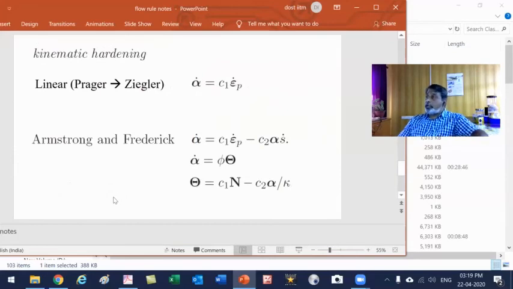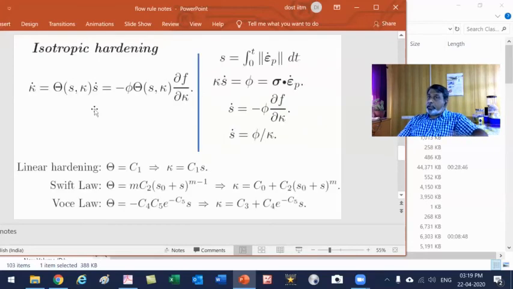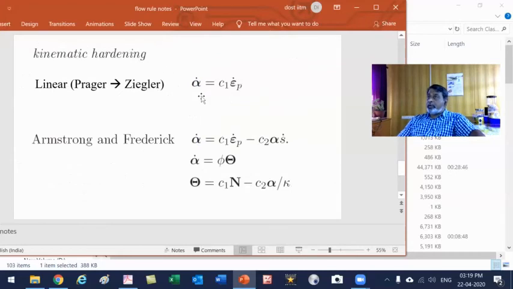Similarly, kinematic hardening, compared to isotropic hardening, which is a scalar parameter, kinematic hardening is alpha, which has the same dimension as stress, and can be written in many ways. The simplest one was proposed by Prager, later changed to Ziegler in order to use for subspaces, where alpha dot is taken to be proportional to the way in which the plastic flow occurs.